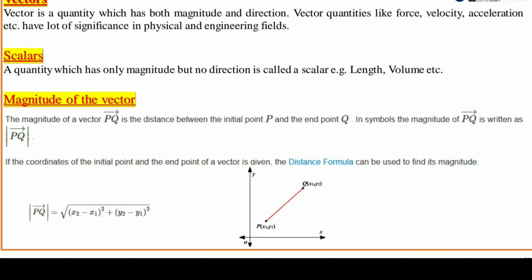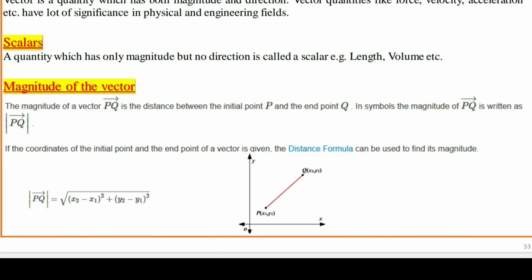So in this diagram, P is the starting point, Q is the end point. P is a point with x1, y1, Q is a point with x2, y2. How do you find the distance between these two points P and Q? It is given by root of (x2 minus x1) whole square plus (y2 minus y1) whole square. That is the magnitude for 2 points. If you have just one point, say x1, y1 only, then it is root of x1 square plus y1 square. That's all. If you have 2 points, then subtraction is required. Remember that. It might be asked in multiple choice questions.